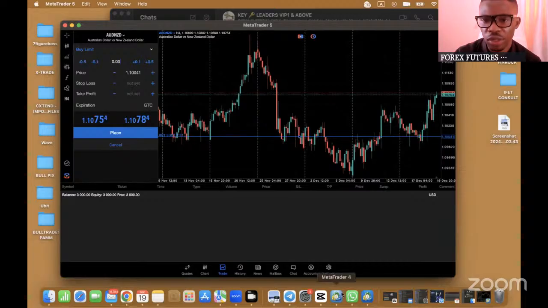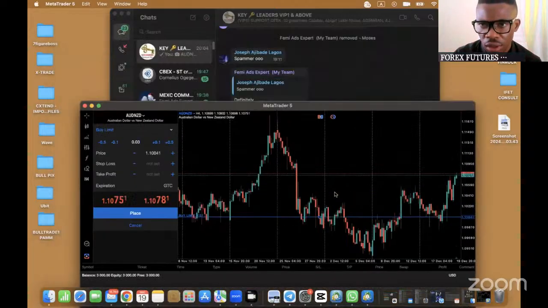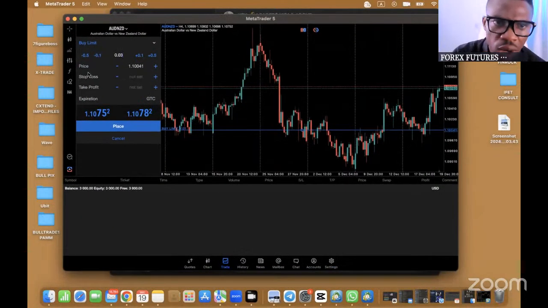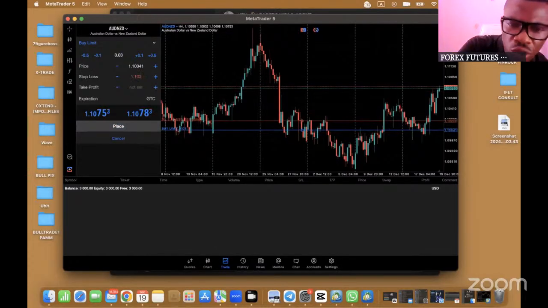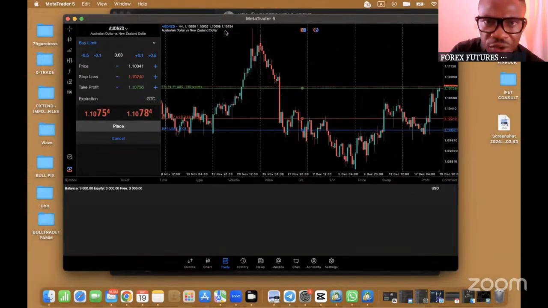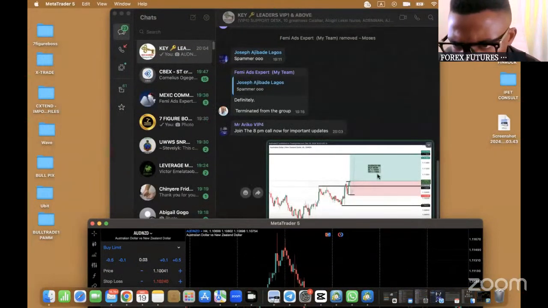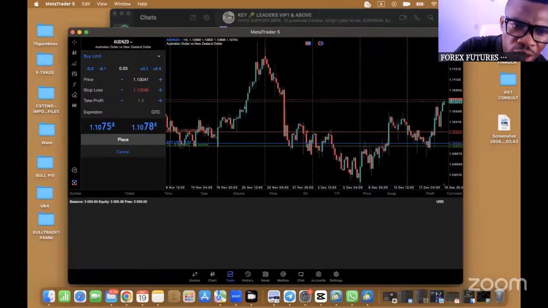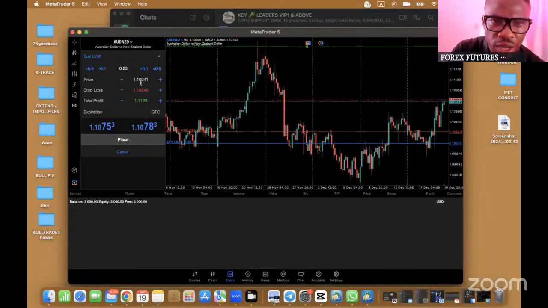My stop loss is 1.1024. My take profit is 1.1169. So I place my trade. I'm in now. Market is, this is buy limits.